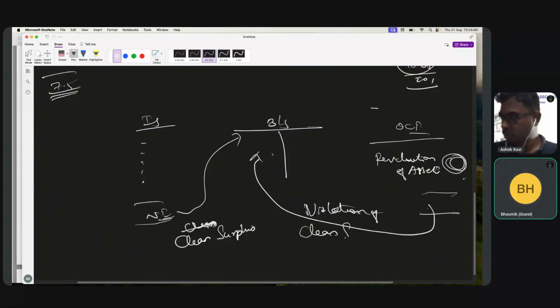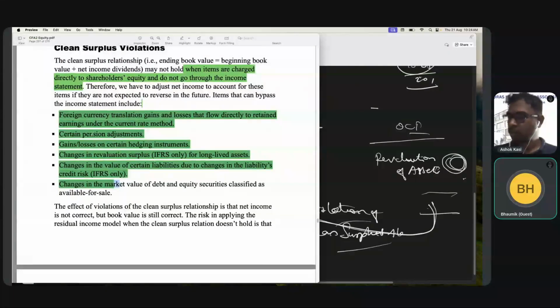So if there is OCI in the scene, then it's a violation. If OCI is there, then there is a violation of clean surplus account. So all these will lead to violation of clean surplus account. These 5-6 points.